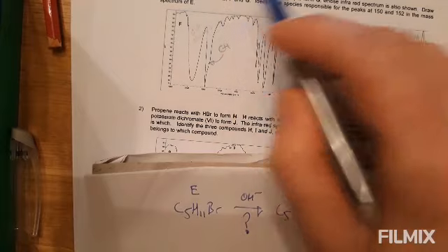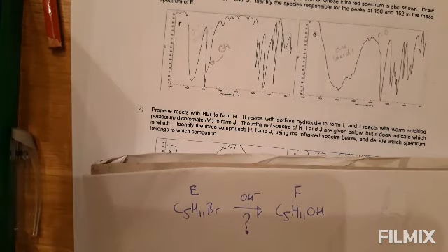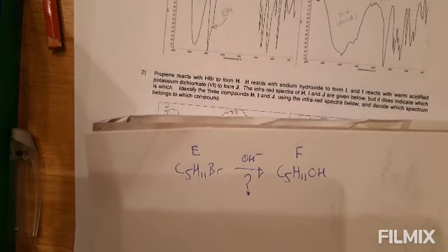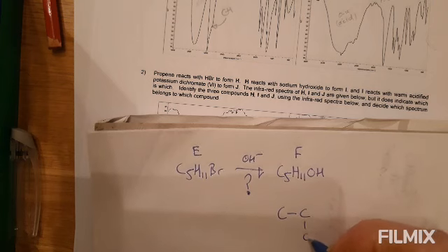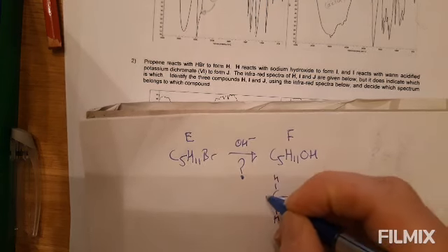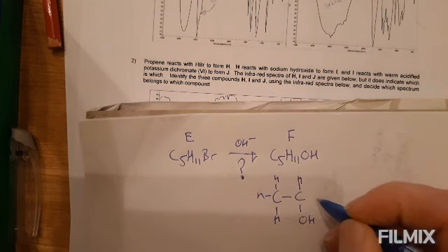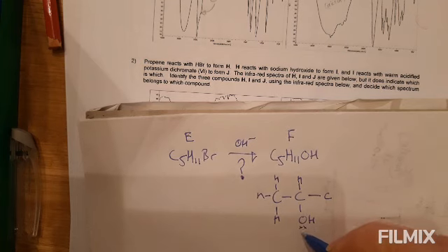F does not undergo dehydration with concentrated sulfuric acid. Right, so dehydration of an alcohol is that funny little mechanism whereby an alcohol, any alcohol, will, what's it do? It gains an H+.